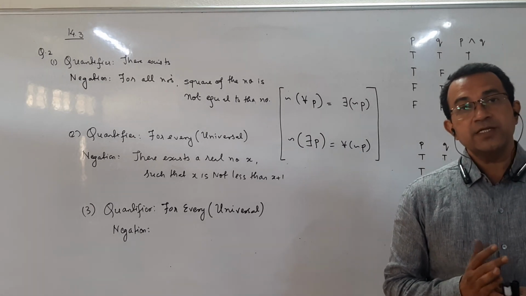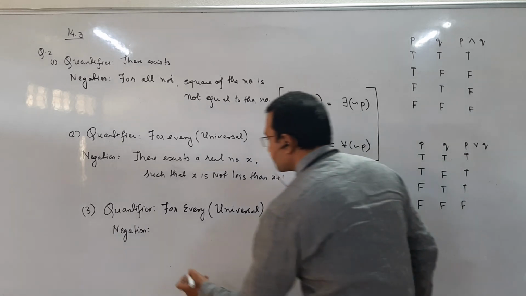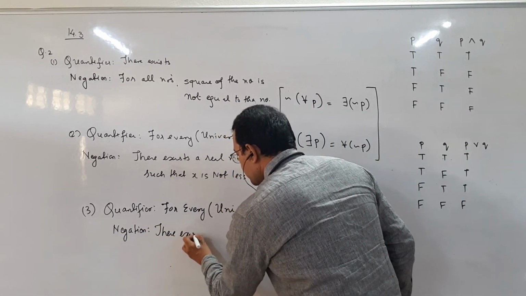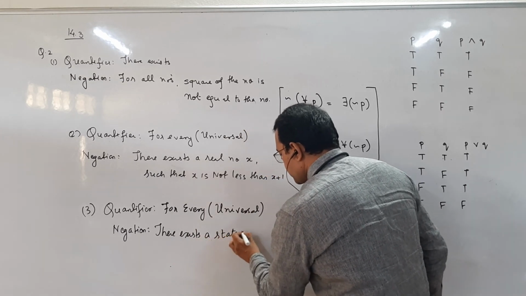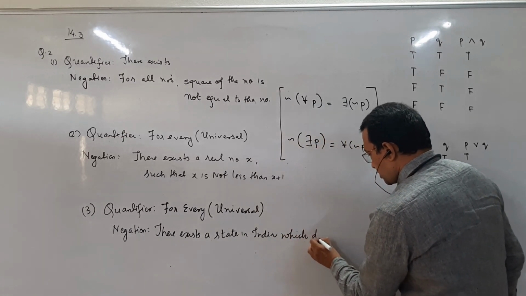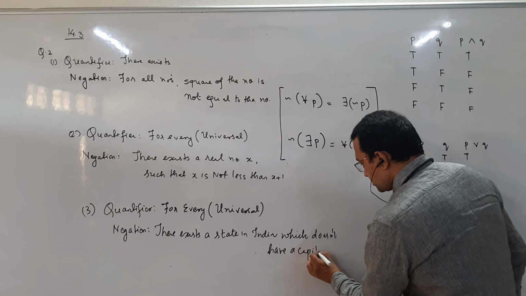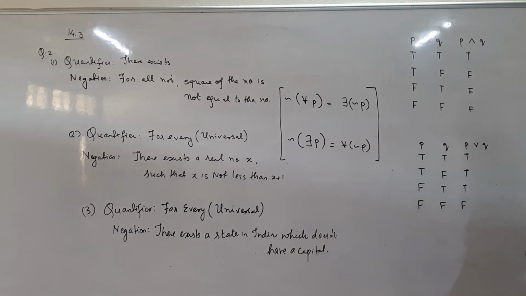So what should be the negation? There exists a state in India which does not have a capital. This should be the correct answer. So students, mathematical quantifiers are very frequently used, especially in analytical geometry, coordinate geometry and other aspects. Mathematical quantifiers are frequently used in analytical geometry and analytical mathematics.